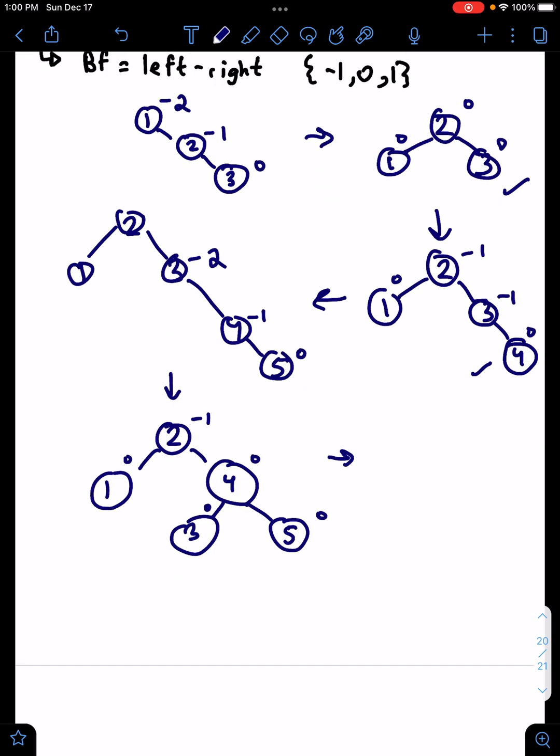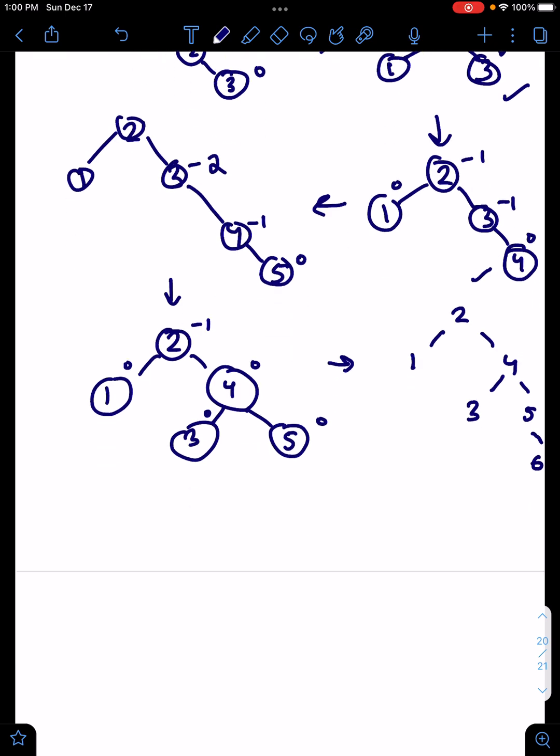Lastly, we want to insert 6. So you have 2, 1, 4, 3, 5, and then 6, right? So the balance factor of this is 0. This is -1. That's 0. The balance factor of 4 is 1 minus 2, which is -1. The balance factor of 2 is 1 minus 3, which is -2. That's going to be 0.